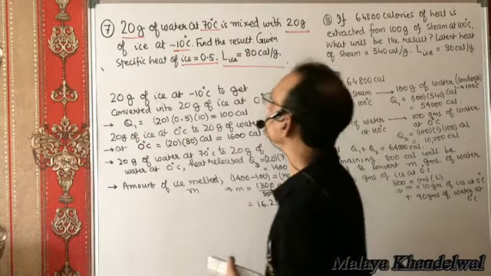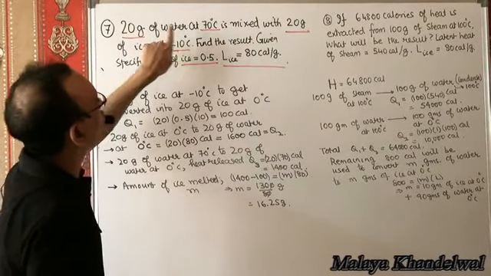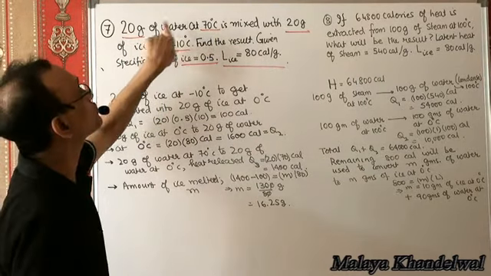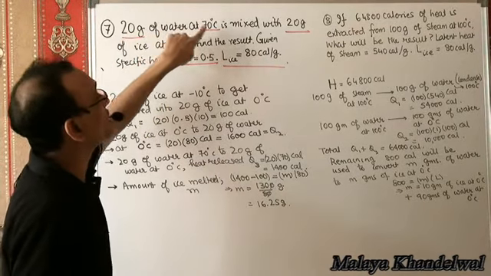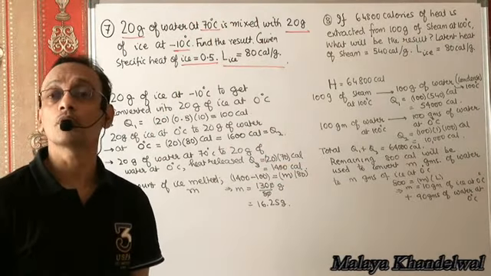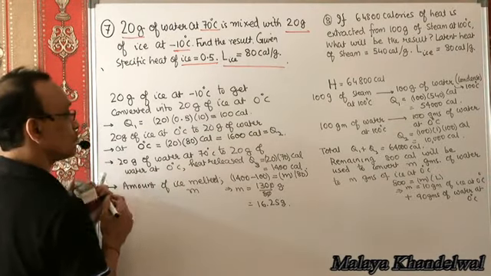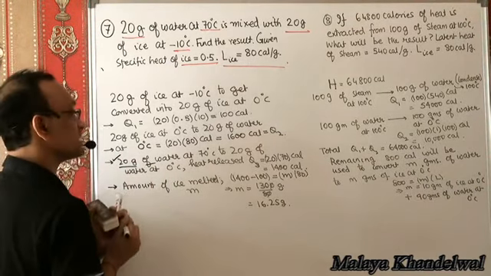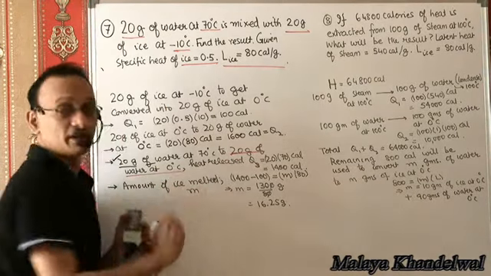Alright. Now first of all, let us see what happens when 20 grams of water at 70 degrees centigrade gets converted into 20 grams of water at 0 degrees centigrade.